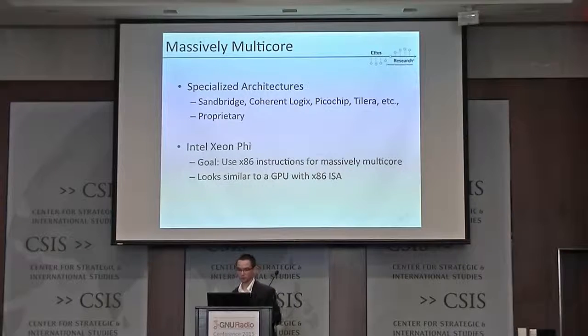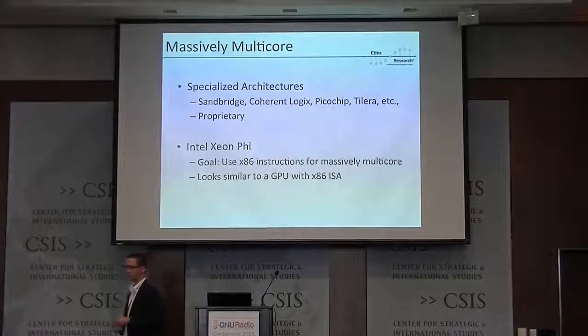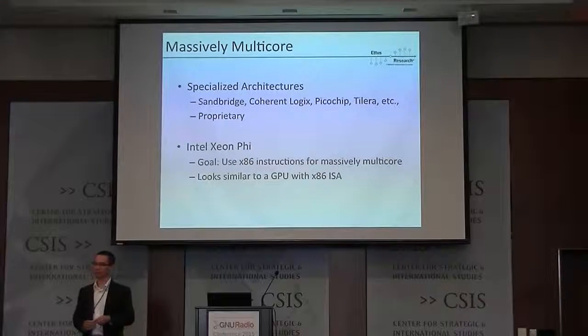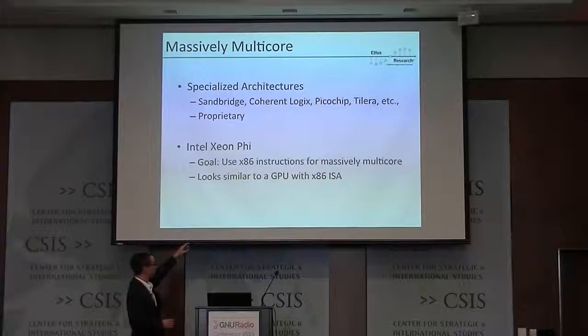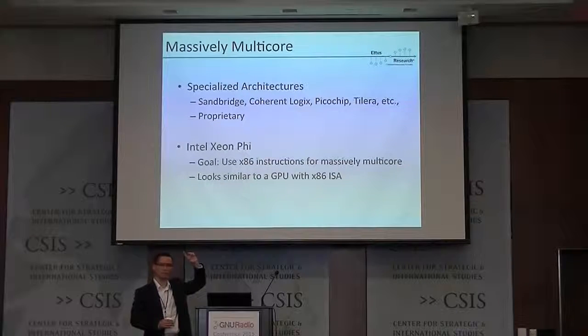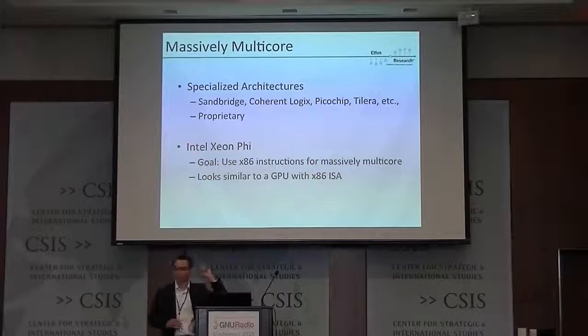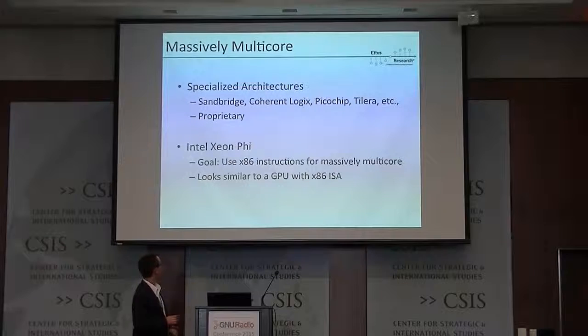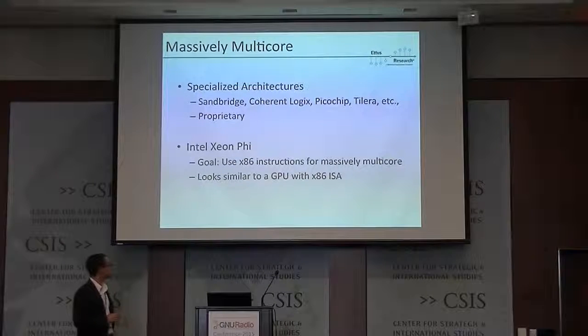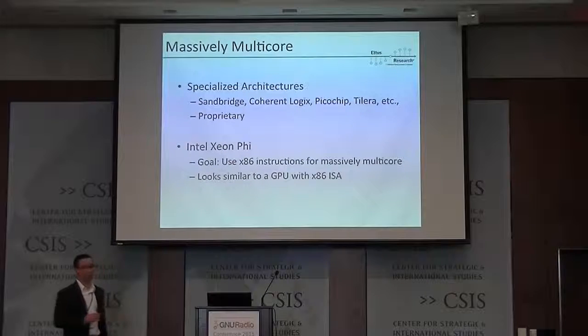Massively multi-core. What I mean by this are numerous efforts to create dies that have hundreds or thousands of processing cores on them. Examples of this: Sandbridge, Coherent Logix was one. Coherent was actually at the Wireless Innovations Forum for many, many years. PicoChip, Tilera, and a few others. In general, they're proprietary. Intel jumped into this game 5 or 6 years ago, and they named their product the Intel Xeon Phi. Their goal is to use x86 instructions for these massively multi-core machine architectures. What they sort of ended up with is something that looks a lot like a GPU that's programmed with x86 instructions.